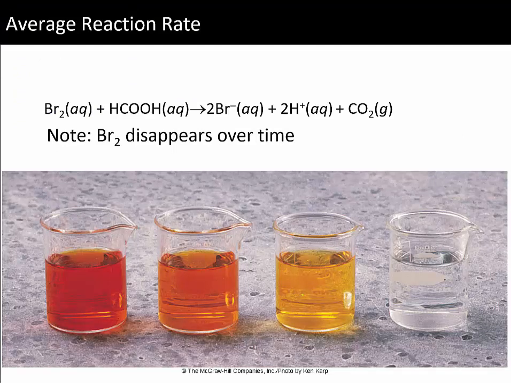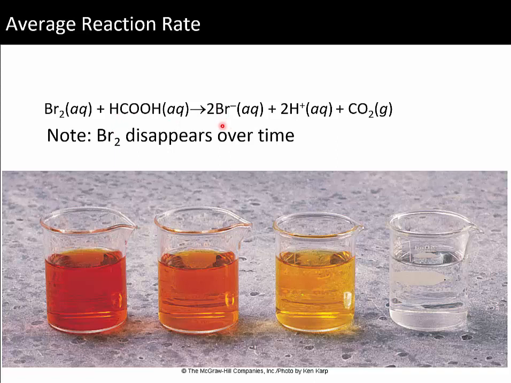So here's another example where we're looking at average reaction rate. We've got this dissolved bromine, right? And so we've got some bromine aqueous. That's what gives it this kind of orangish color. And it's undergoing a reaction with this molecule here.